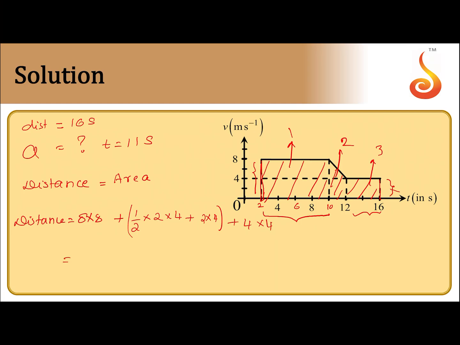So, let us simplify. 64 plus these two cancel. This is 8 plus 4, 12 plus 16. Is that correct? Yes. So, if we add them all, what do we get? 92 meters. 92 meters is the distance travelled by the particle.